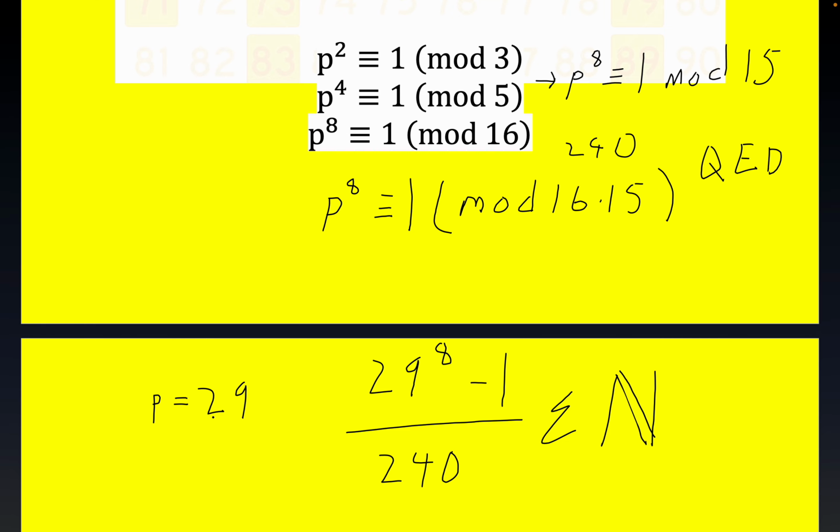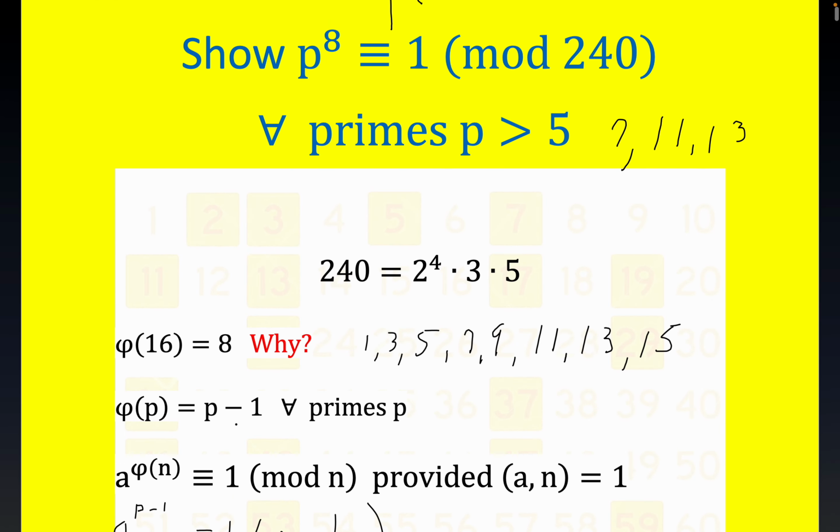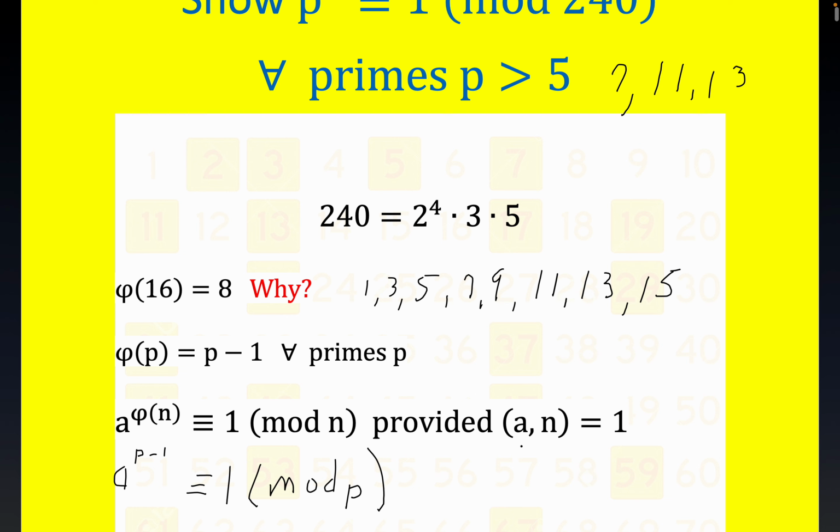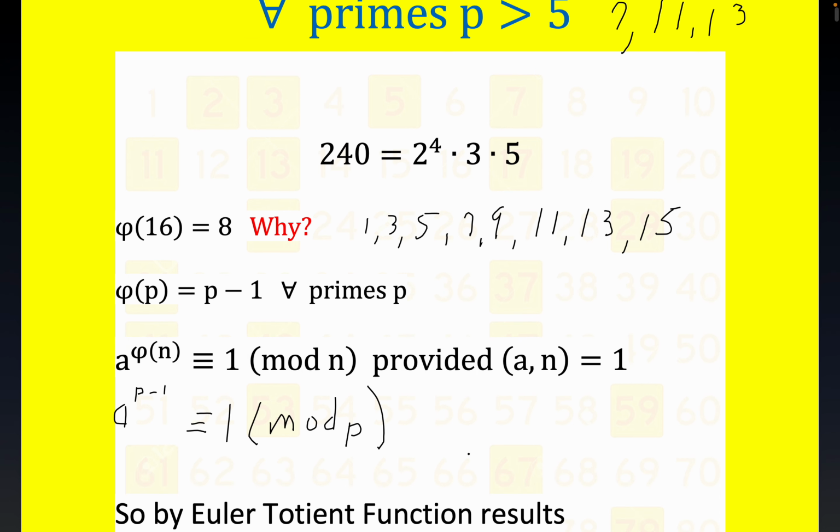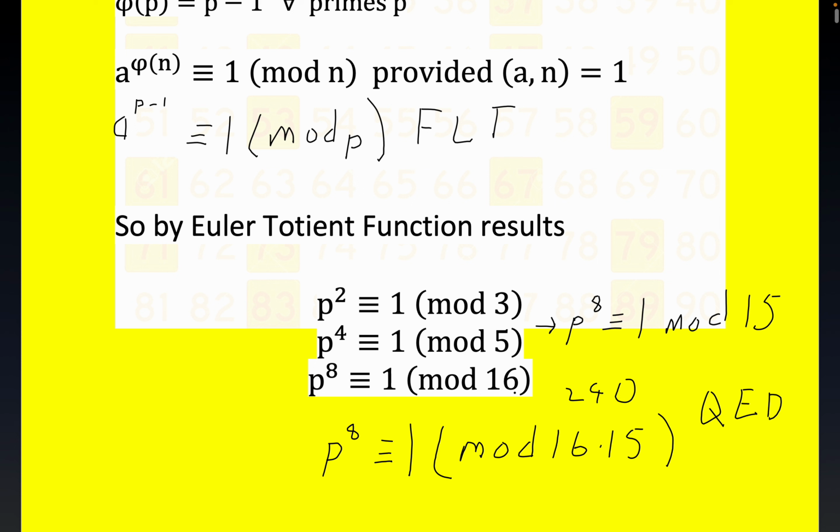So in any event, there's nothing special about 29, any other prime works, and I hope you see why we couldn't use 2, 3, and 5. It's because we need the base and the modulus to be relatively prime for these results to hold. And also, I'll just mention as a side that this is often called Fermat's little theorem. Okay, but anyway, we're done, and I hope you enjoyed it.